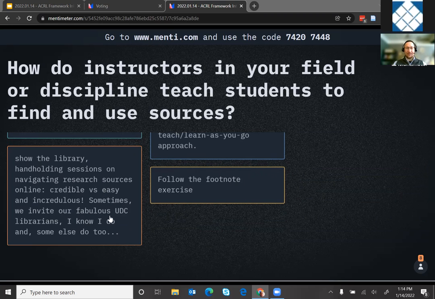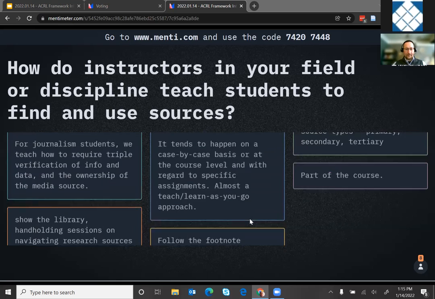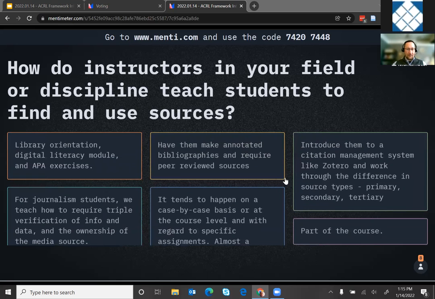Fabulous. I don't know, do we have any fabulous ones? Yay, we're fabulous. Follow the footnotes. Yeah, so citation tracking, tracing, tracking, same thing. Okay. Yeah, so it's kind of built into classwork. It's not often in the standards of some disciplines that there are big things about information literacy.